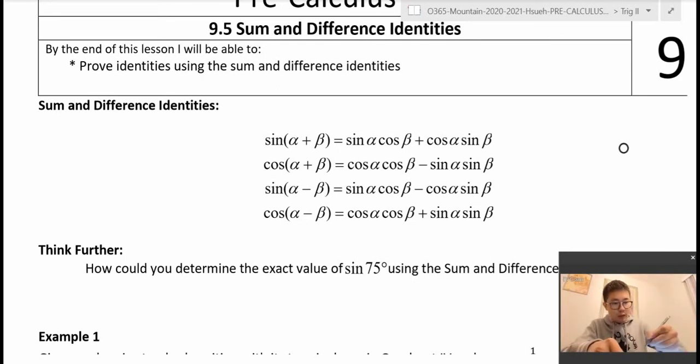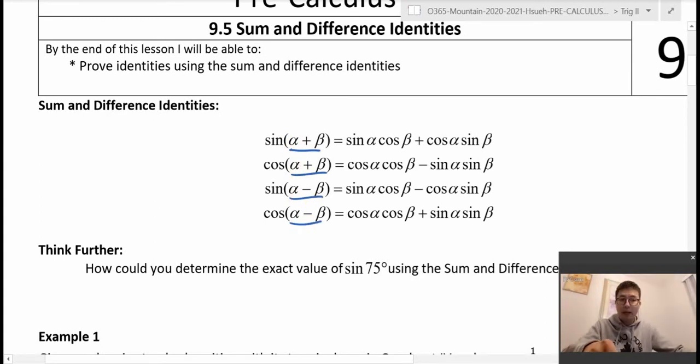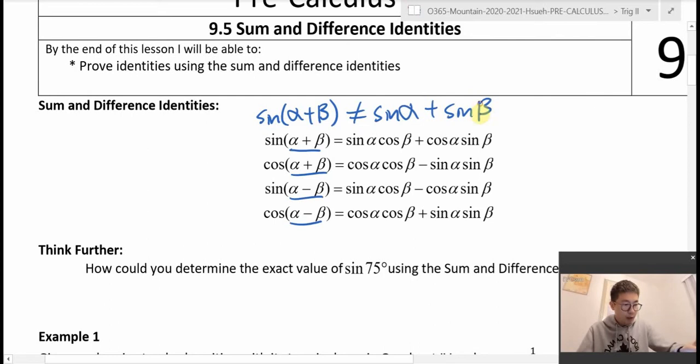You can see it's called sum and difference because it's addition and subtraction, the difference of two angles, okay? This I think is where students often make mistakes. Again, I think I've shown you this before. This is not the same as sine of alpha plus sine beta. They are not the same thing. You can't do that. Just like log, right? Log of a plus b is not the same as log a plus log b. It doesn't work that way.